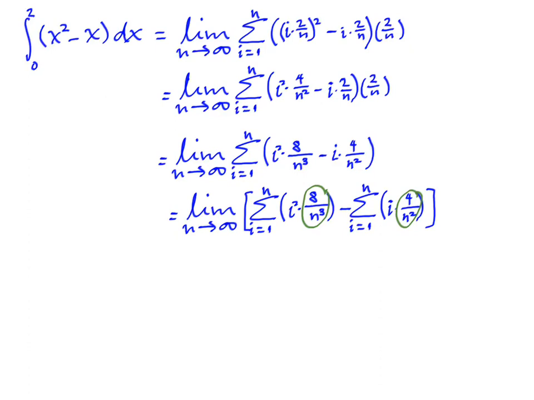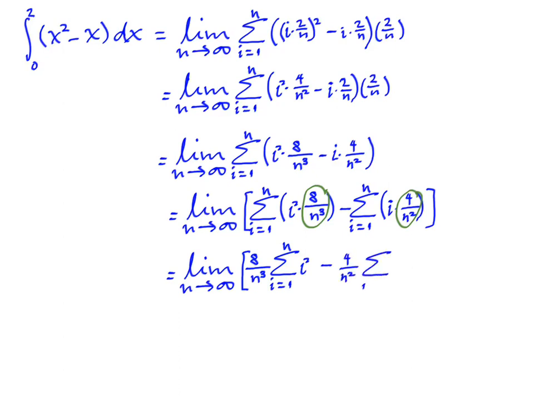So that we can use the distributive property there to pull that out in front of the sigma as well. So now I'm going to rewrite it using the distributive property. So we still have n approaching infinity, but now we have 8 over n to the third times the finite sum from 1 to n of i squared minus 4 over n squared times the finite sum from 1 to n of i.